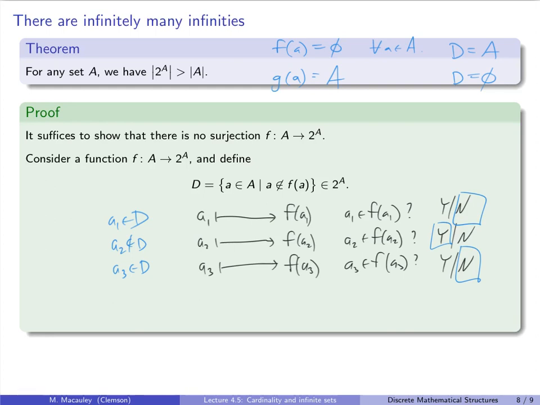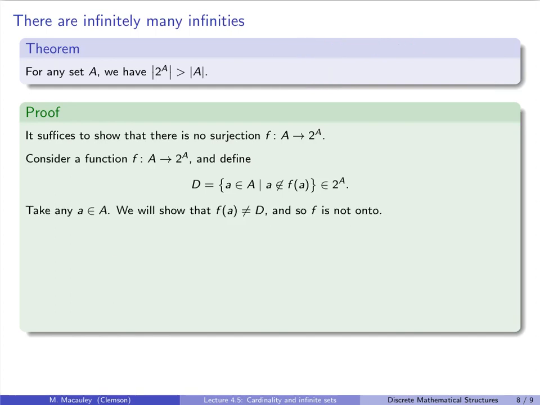So what are we trying to do? We're trying to show that D, for any f, this D, which is going to depend on f, is in the codomain, but it's not in the image. It doesn't get hit. So we will take an arbitrary element in the domain, and I will show you that f of a cannot be equal to D, which will establish that f cannot be onto. There are two cases to consider. Either A is in D or it's not. So we'll start with the first one. Suppose A is in D, which by definition means that A is not in its image under f.